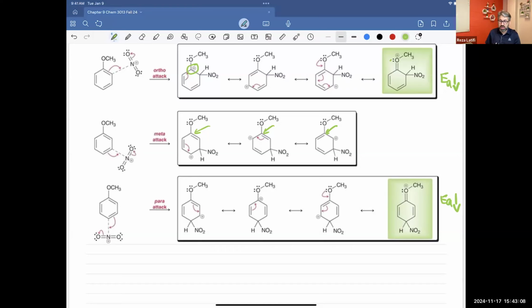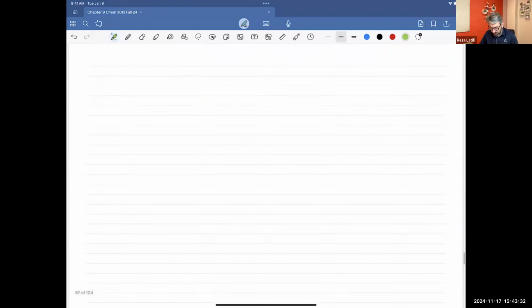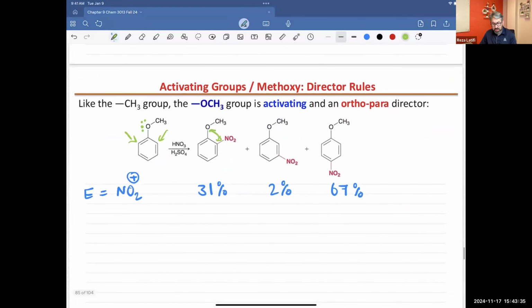So the oxygen group here is not going to be much help. And that's the reason we say the meta substitution is going to be harder, and so I'm going to say the activation energy here goes up. And so the best one is to add it through the para position or ortho position. And so again, this is the reason that we have 67% from para and 30% from ortho.